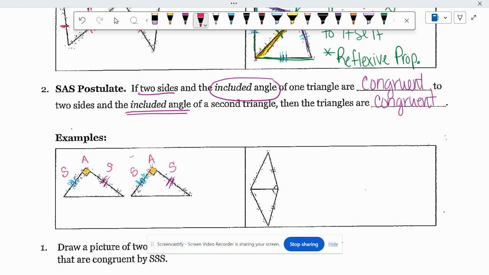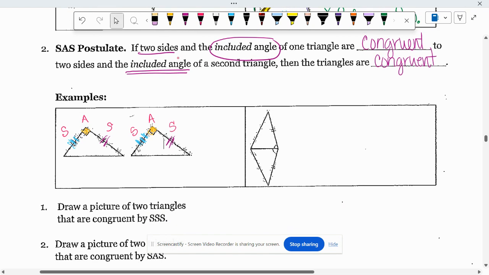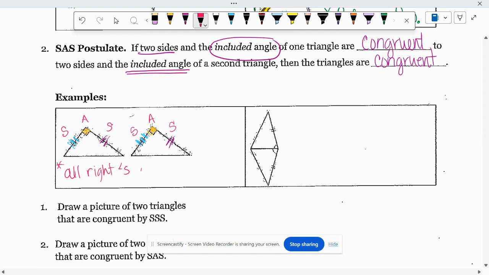All right. You can't just say because they're right angles, those angles are congruent. You have to say so here's a theorem: all right angles are congruent. You can't just use side angle side because they're both right angles. You first of all have to say that the right angles are congruent. I know it's weird.